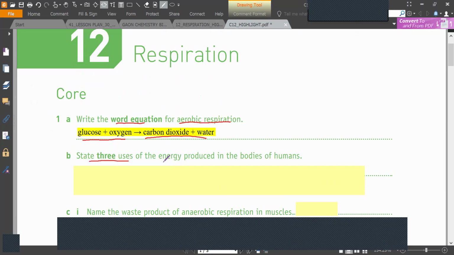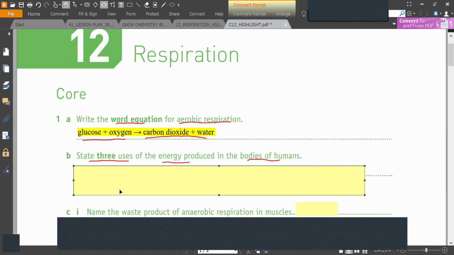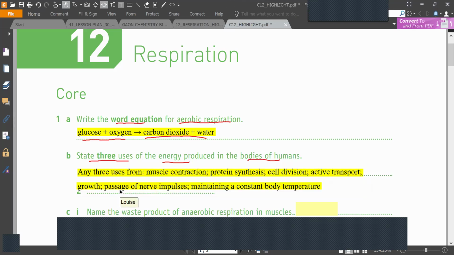State three uses of energy produced in the bodies of humans. So why do we need energy? For example, muscle contraction, protein synthesis, cell division, active transport, growth, passage of nerve impulses, maintaining a constant body temperature. These are all examples of processes that need energy.